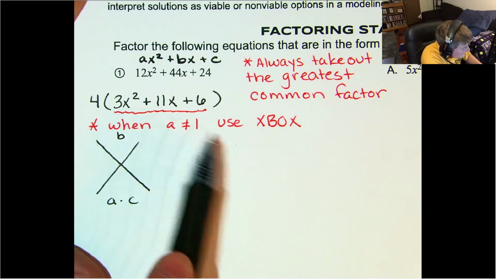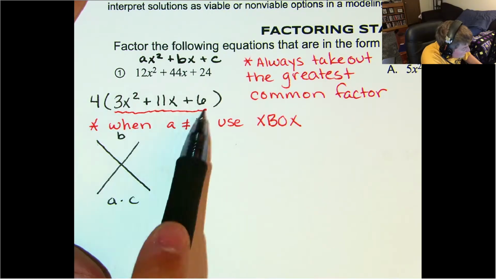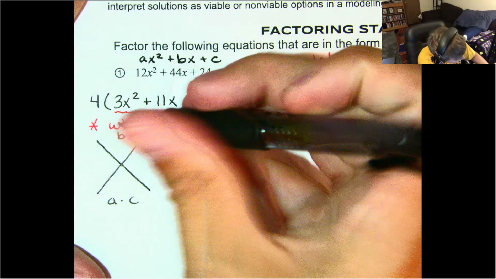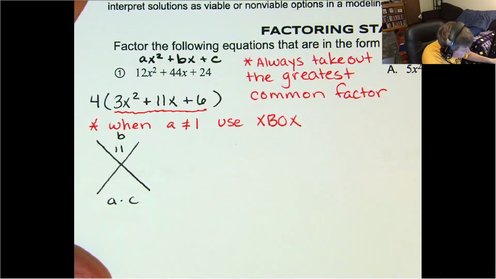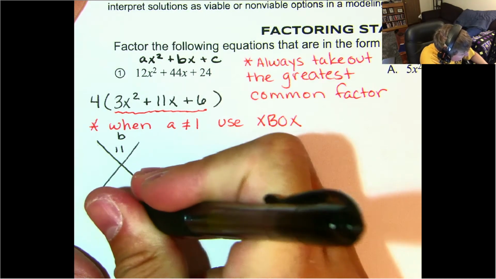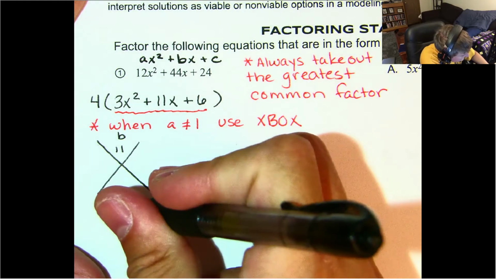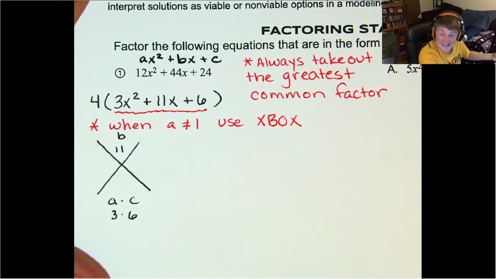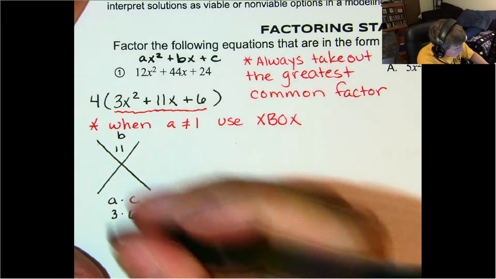So what is my b value here? My b value here would be 11. So that's what's going to go into the top. My a times c, well, my a value is 3 and my c value is 6. That means my a times c value would be 18.